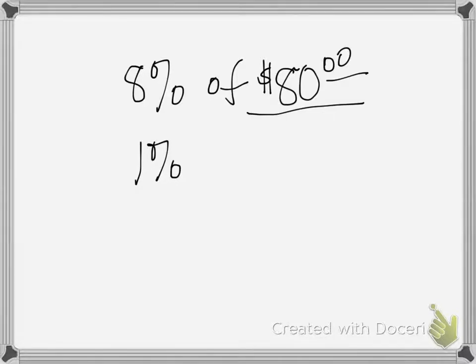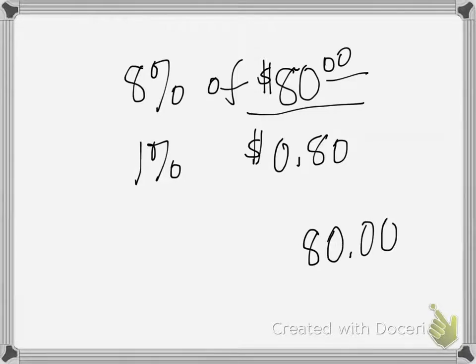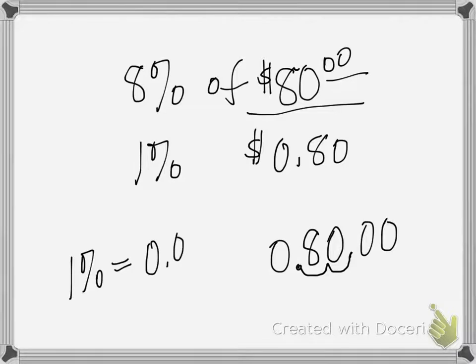So I know that 1% of $80 is 80 cents. The way I can see that, if I go $80, I know that I'd have to go back 1/100th, because 1% is 1/100th. So I'm going to go back here and then here, and put my decimal point right there, because 1% is the same as 0.01. That's what that equals.